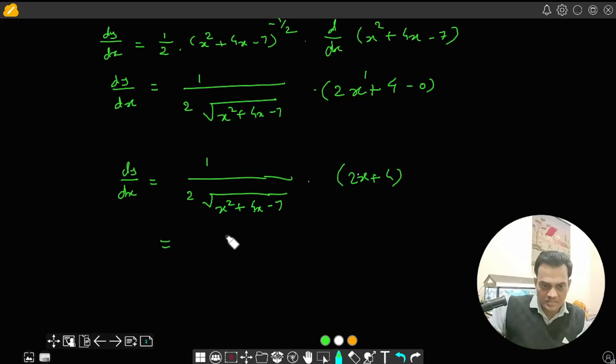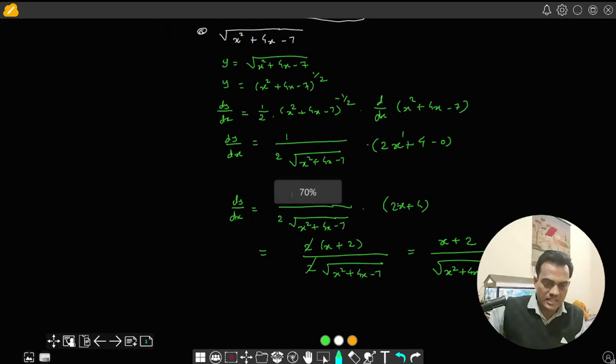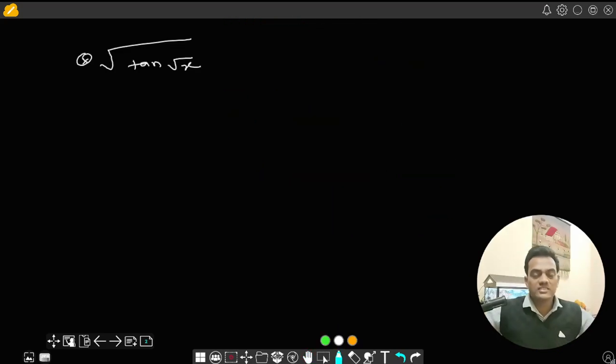So we can simplify this, 2 can be made common, so it is x plus 2, and it is 2 square root of x square plus 4x minus 7. So this 2 and 2 will get cancelled, and you will get the output x plus 2 divided by square root of x square plus 4x minus 7. So ultimately we can see that the derivative of the square root of x square plus 4x minus 7 is equal to this. Okay, so here I can write, let's consider this particular function.